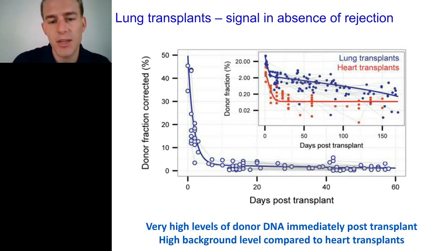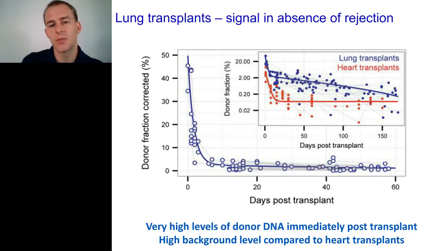And first, we again look at patients that do not reject. We find for lung transplants very highly elevated levels of donor DNA immediately post-transplant. Up to 50% of the DNA floating around in plasma of these transplant recipients on the first day is actually donor-derived, and that's much higher than what we saw for heart transplants. That signal then quickly decays to an intermediate level, and then the signal stays elevated for several months and only decays to a low baseline after about 100 days. So there's this two-phase kinetic decay process going on here for lung transplants.